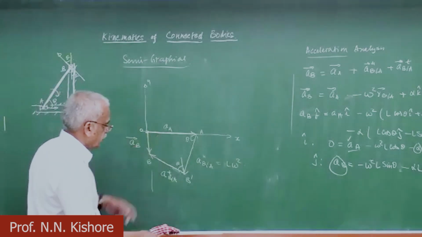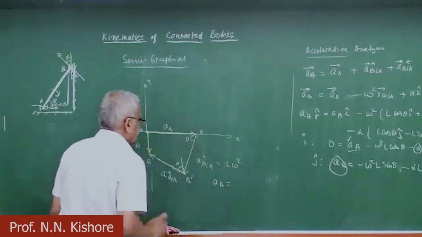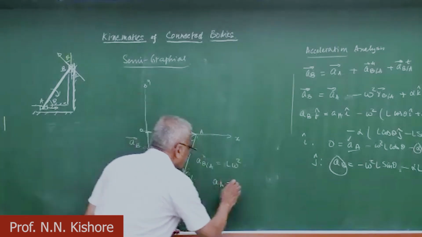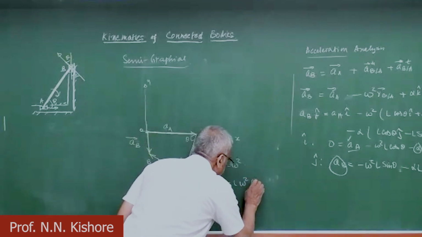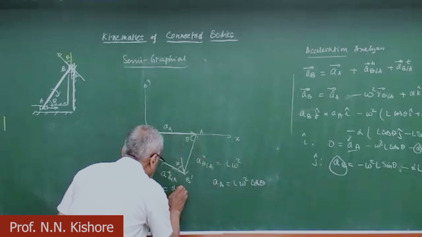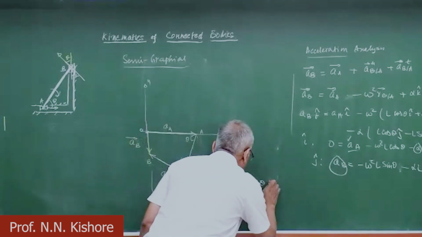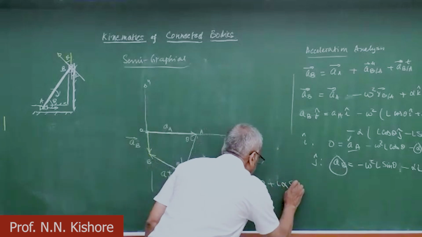A quick one, the horizontal component or even the vertical component, for example. No, I think we should write horizontal component. So if you have AA, by looking at this one, we have L omega square cos theta, and what is this one? This is alpha L alpha sin theta.